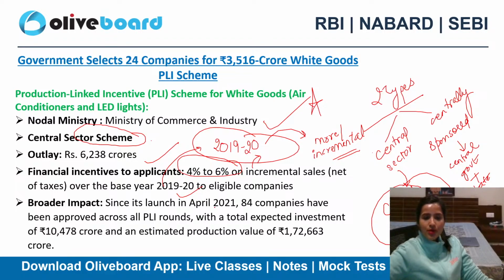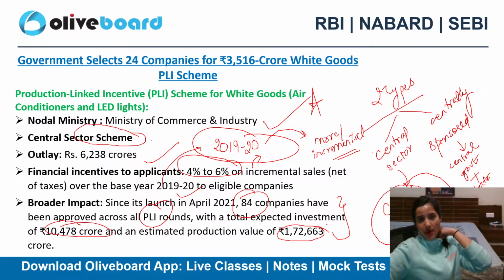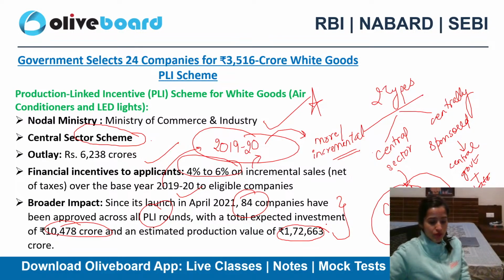It provides a broader impact. Since its launch in April 2021, 84 companies have been approved across all PLI rounds with a total expected investment of 10,478 crore and an estimated production value of 1,72,663 crore. So they are ensuring a very broader impact. They're including so many companies across the country. Clear? Any doubt till here?